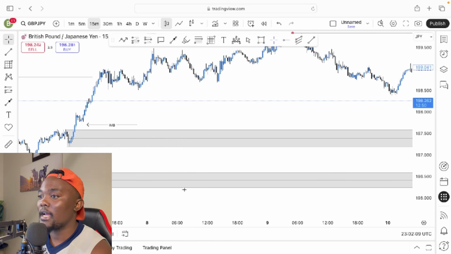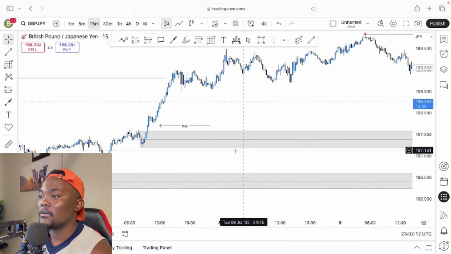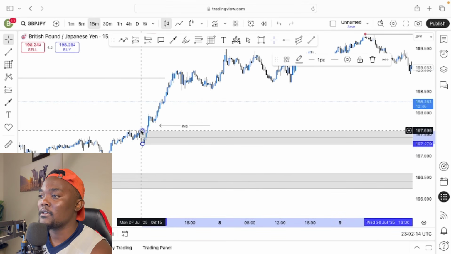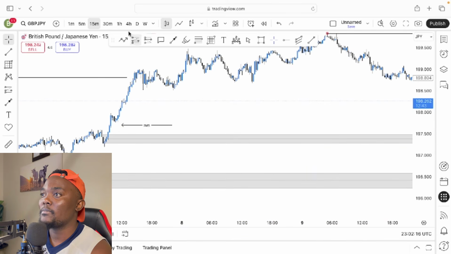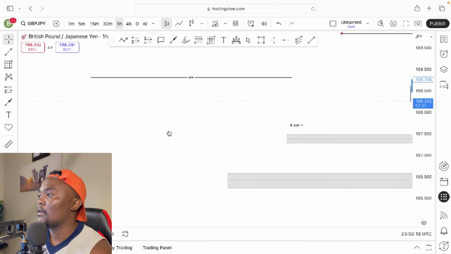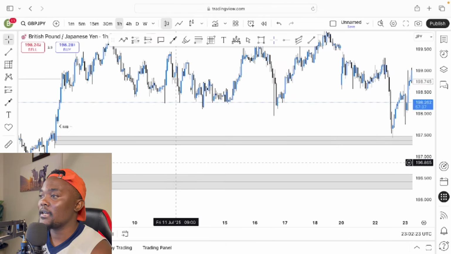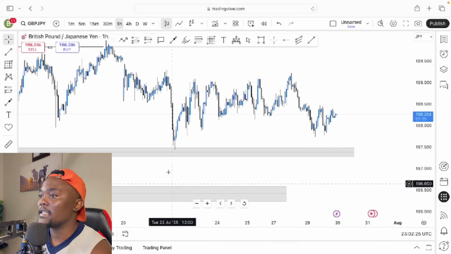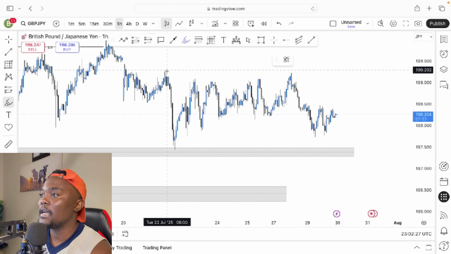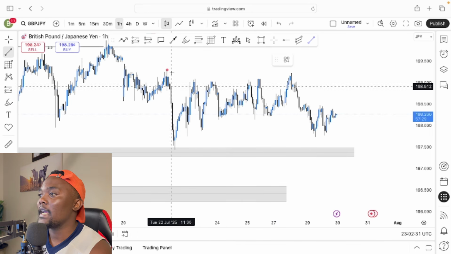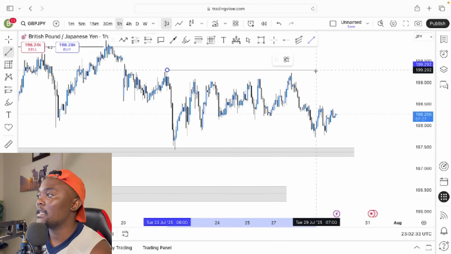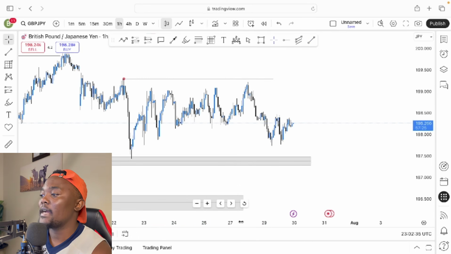So let me just extend this thing here. As you can see, it's still the same zone, it's just here. So back to the 1 hour. On the hour, as you can see, we refined it to this zone here, and the market has already tapped into it. Which means that we have to wait for the market to take out that high right there before we can get involved in any trade on GBPJPY, guys.